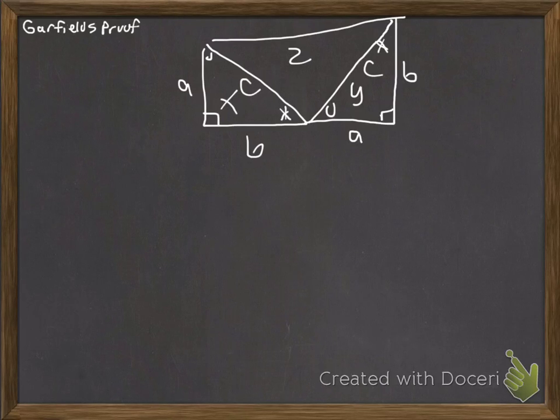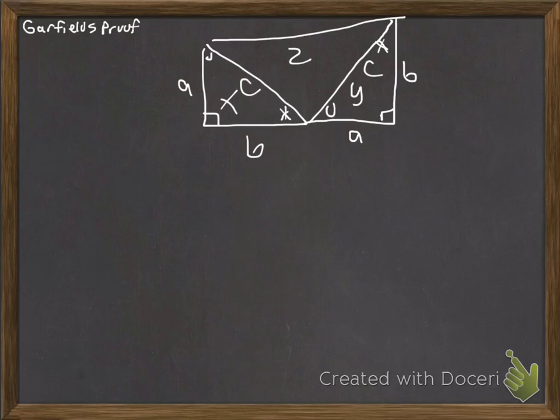Now, triangle Y is simply triangle X rotated 90 degrees counterclockwise. So take a look at side A in triangle X. It's on the bottom in triangle Y. Side B in triangle X is on the right side of triangle Y. So now let's take a look at the final triangle, triangle Z.